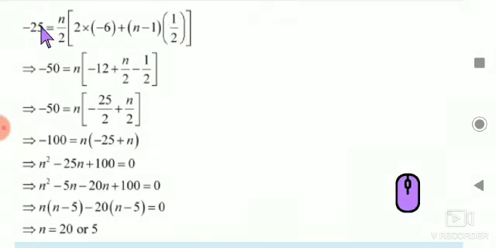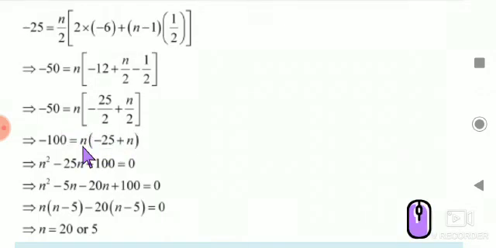Therefore, by cross multiplication, 25 into 2 gives -50 is equal to n into -12 plus n by 2 minus 1 by 2. Solving this, n by 2 as it is, -12 minus 1 by 2 gives -25 by 2. Taking the common denominator to the left hand side, -50 into 2 is -100, which is equal to n into -25 plus n.